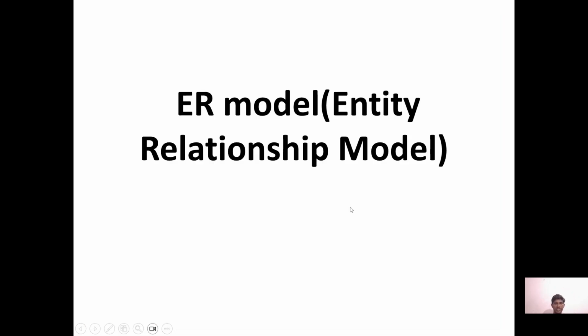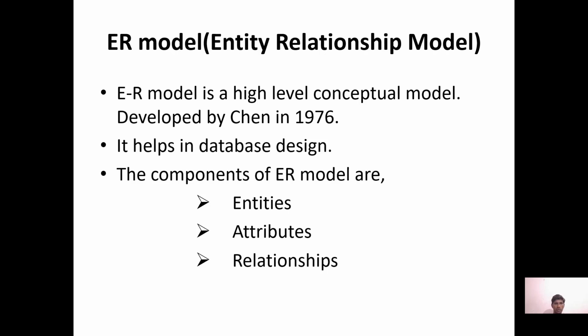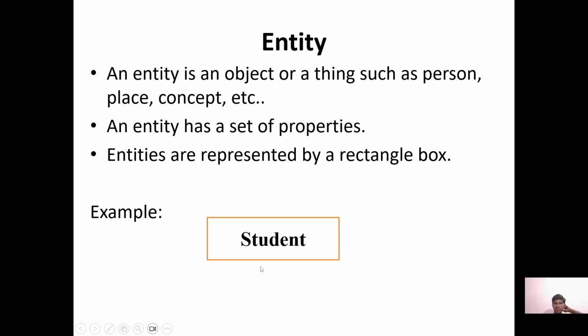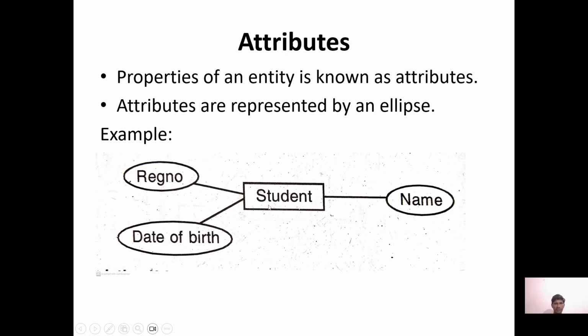Next is the ER model, the entity relationship model. In this model, we have different components: entity, attributes and relationship. An entity is represented in a rectangular way. An entity is an object or a thing, such as a person or place, and it must have a set of properties. Next, attributes are represented in an ellipse. The properties of an entity are known as attributes.